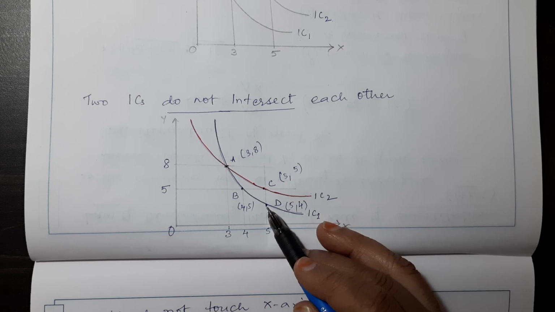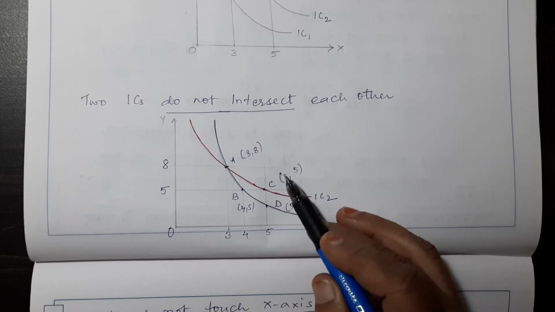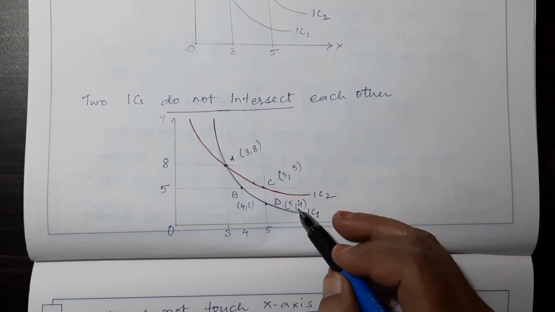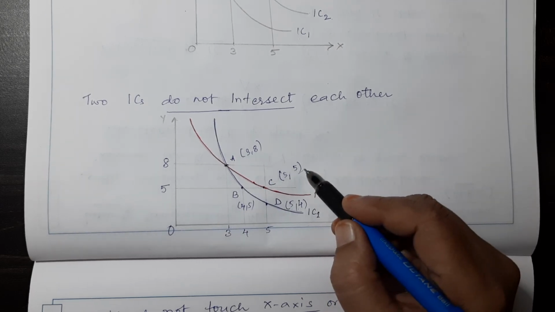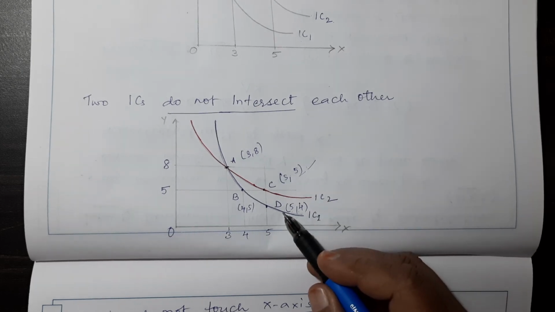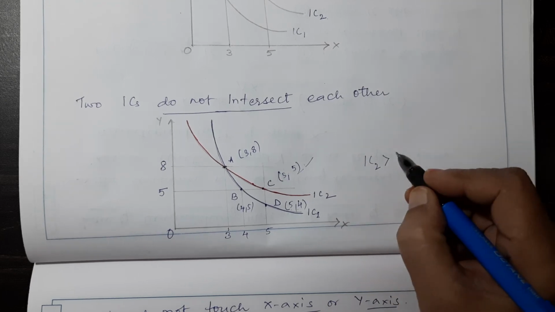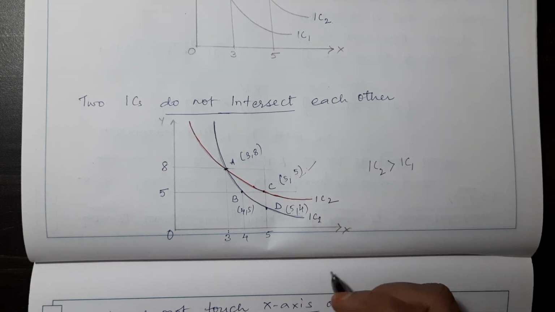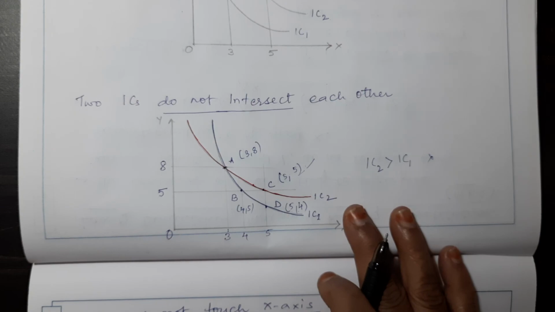Now at D, he is consuming 5 units of X. At C also he is consuming 5 units of X. But look at Y. He is consuming only 4 units at D, but at C he is consuming 5 units, which is greater. So C should be giving him a higher level of satisfaction than D. And C lies on IC2. So IC2 should be giving him more satisfaction than IC1. But here that is not possible. So two ICs cannot intersect each other.